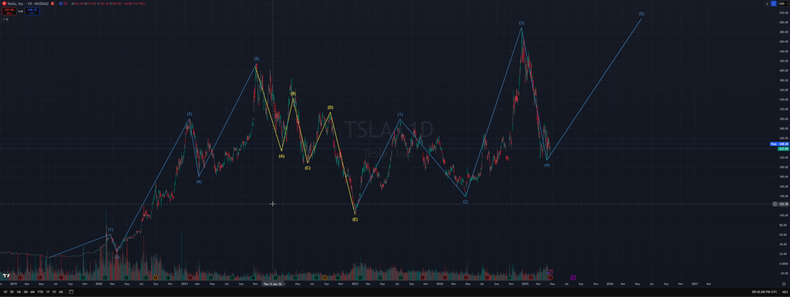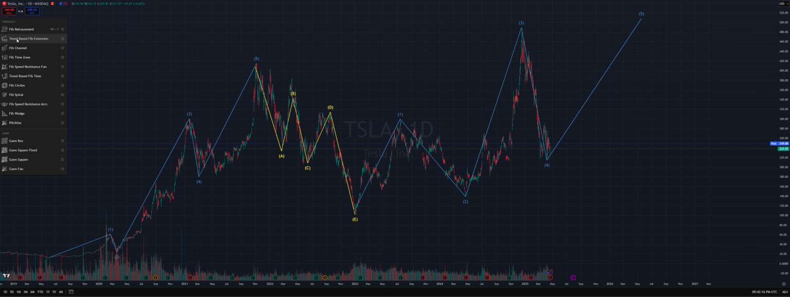Let's look at Tesla for a moment. I have about two, maybe three scenarios that could play out for Tesla here. So let's jump into it. This is the bullish case scenario for Tesla that I have, where we can see an upside movement.